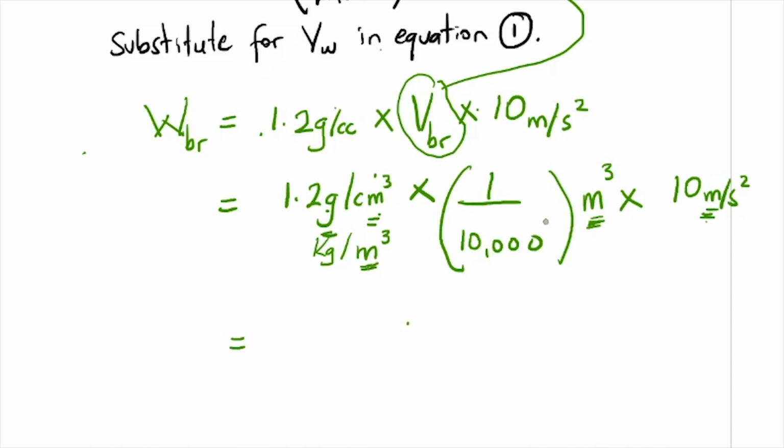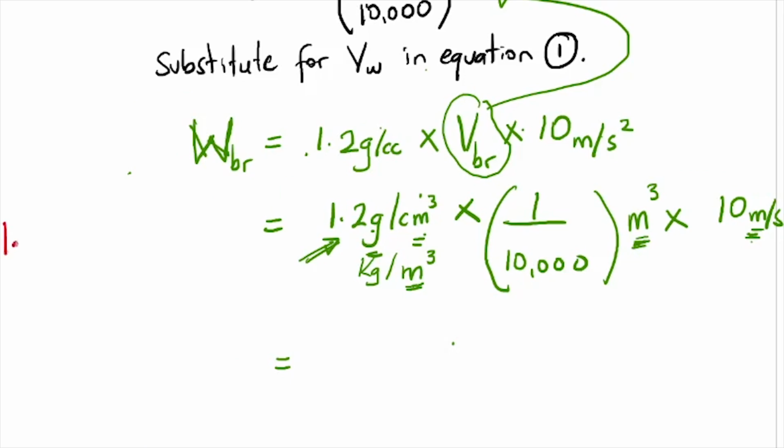And in the end, we are able to get the weight of brine, and our weight of brine should be in newtons. Now, it's more like side work. We are supposed to convert this 1.2 grams per centimeters cubed to kilograms per meters cubed. Let's do that side work here.